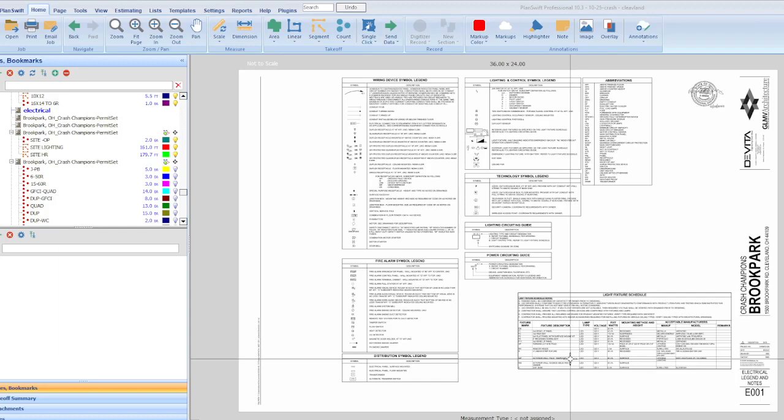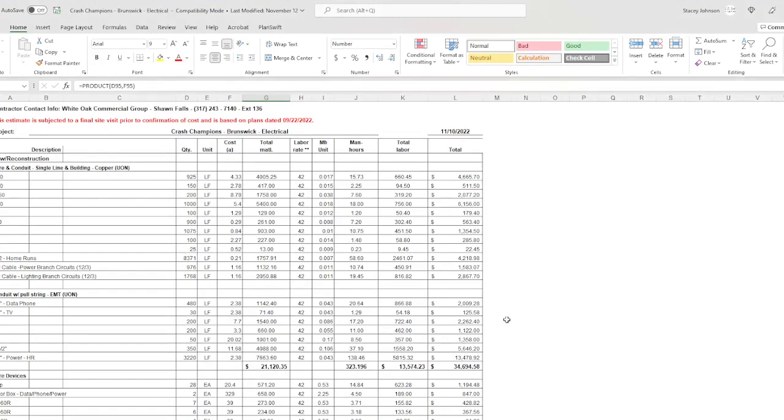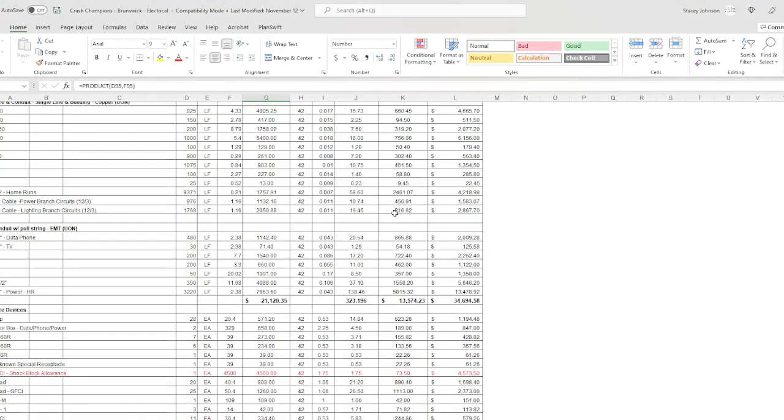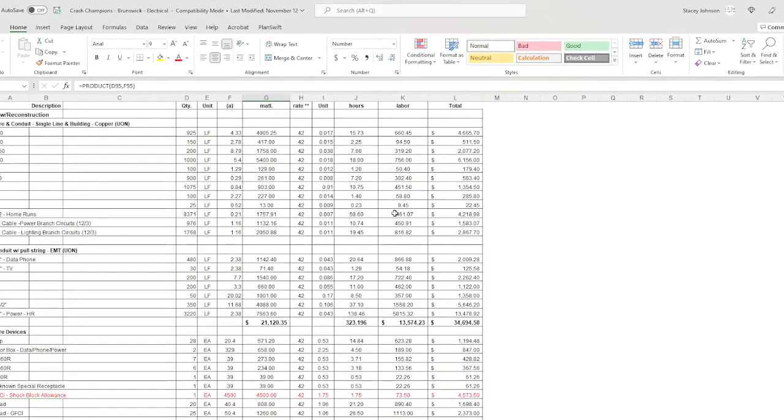You need a good counting tool, and you need a good segment tool to measure lines and lengths. We'll look at an actual estimate to show you what you want to think about when you are getting your estimate together.